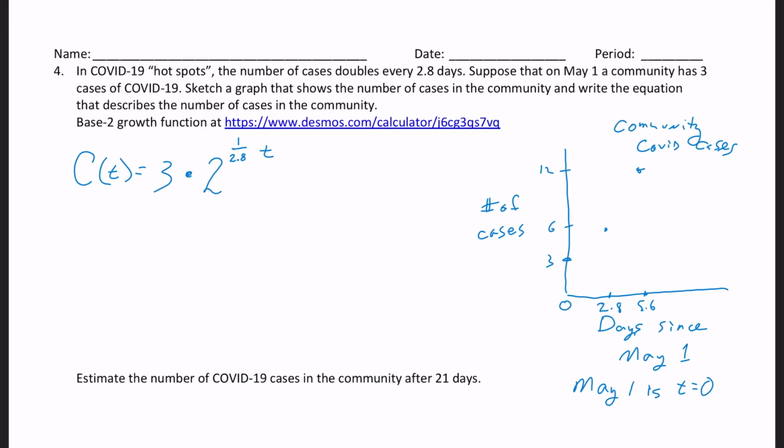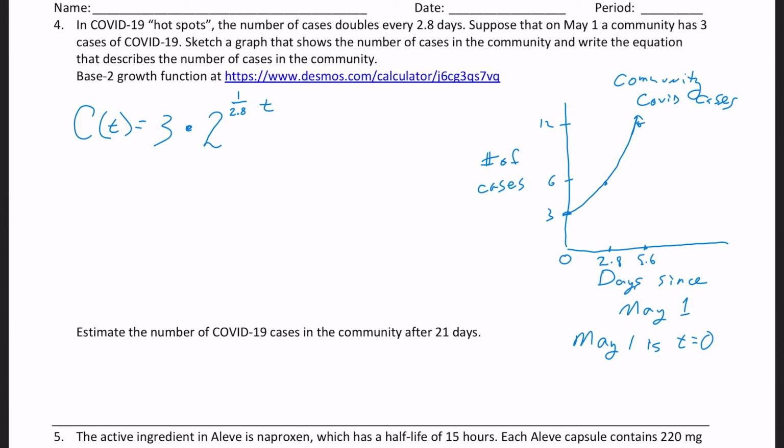Our graph would look something like this. And of course, when I draw it in this scale, it does look like it's growing pretty quickly, and it is doubling every 2.8 days. So how many COVID-19 cases would there be after 21 days? So I would simply evaluate my function at 21, and that would simply be 3 times 2 to the 1 over 2.8 power times 21. And again, that's going to require a calculator.